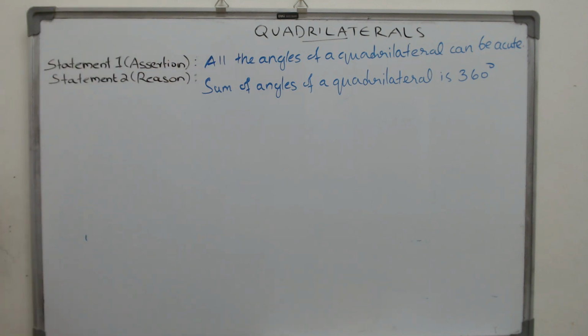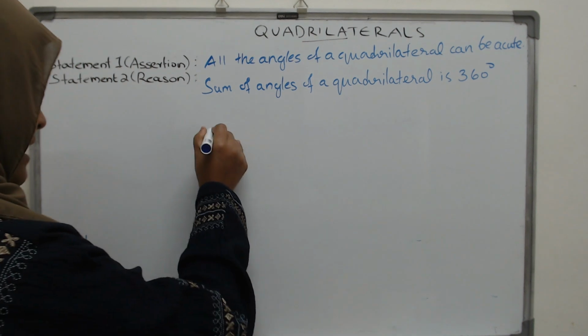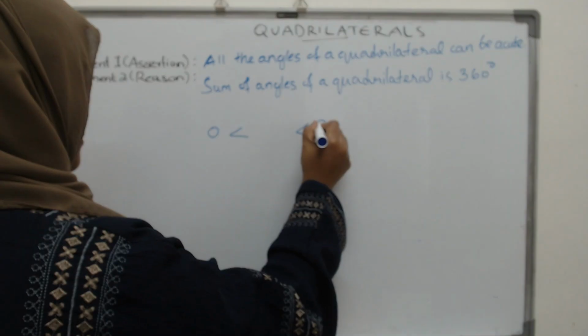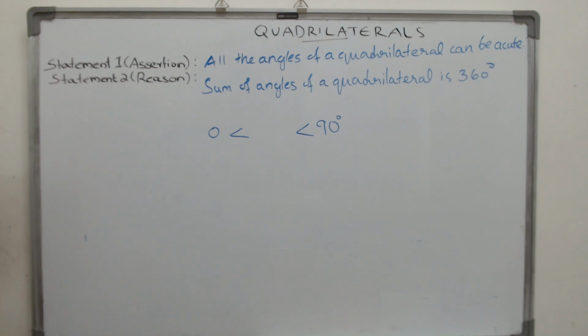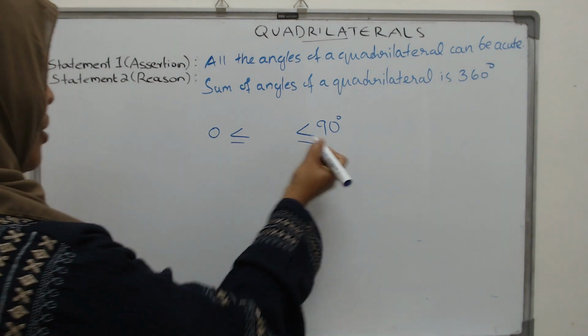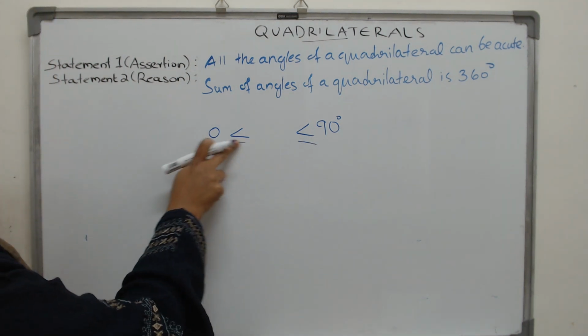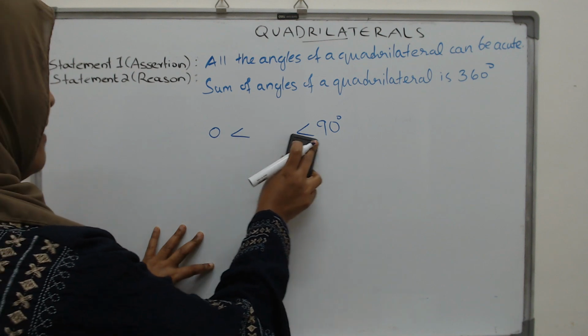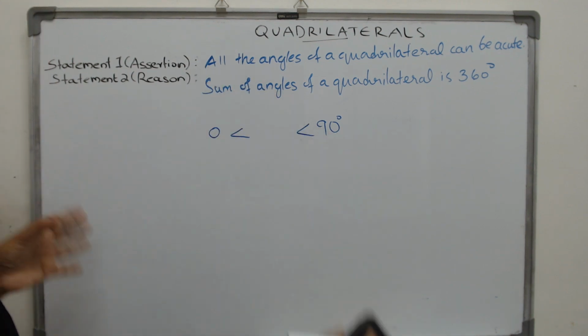Can all the angles of a quadrilateral be acute? Acute means it must strictly lie between 0 and 90. What do we mean by strict inequality? It means you will not have the equal to sign. It can never be 0 or 90.